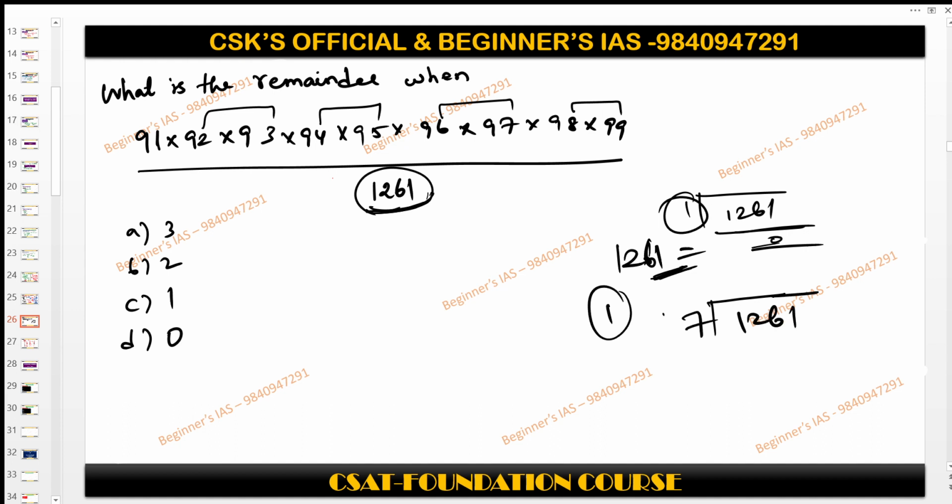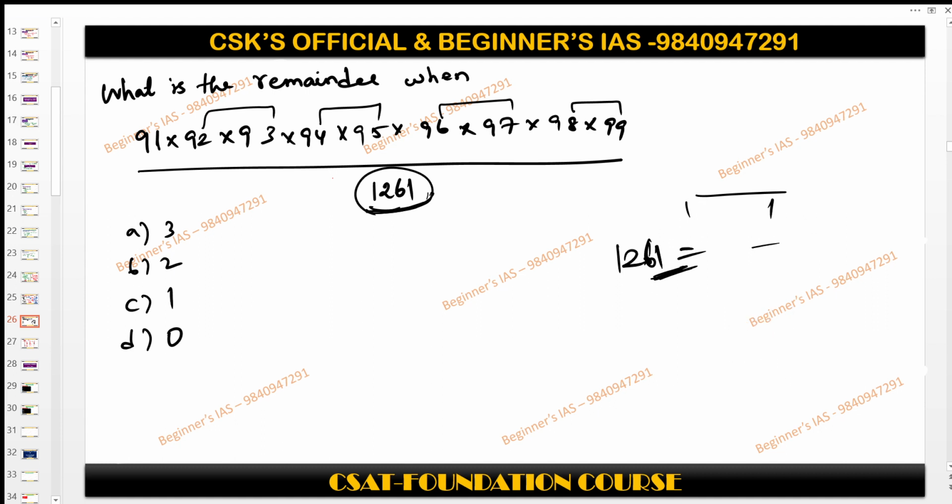Check: 7 ones are 7, 7 eights are 56, isn't it? 7 eights are 56. So now wait, 7 is not the factor. Whether 7 is a factor? No, no, no. Fine. So 2 is not a factor.